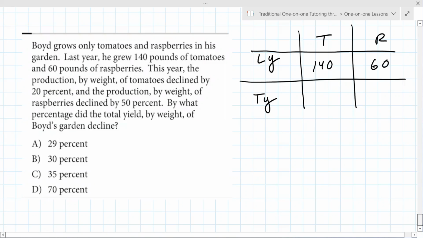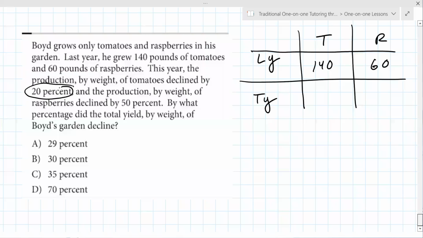This year, tomatoes declined by what percent? It declined by 20. So 20%, multiplied by... Well, this is like the jewelry store. Do you care how much it declined by, or do you care about how much he got? The answer is we don't know yet, but you've got to be careful there. I was looking at the wrong number completely, like I was looking at the 60 pounds.